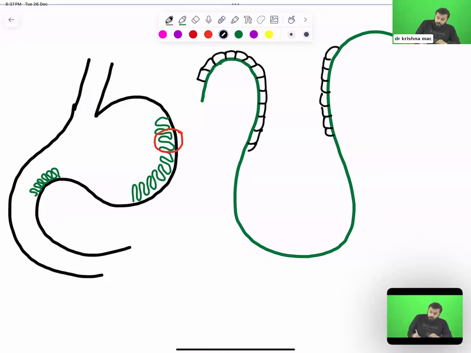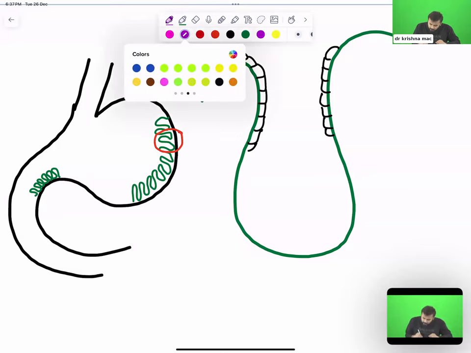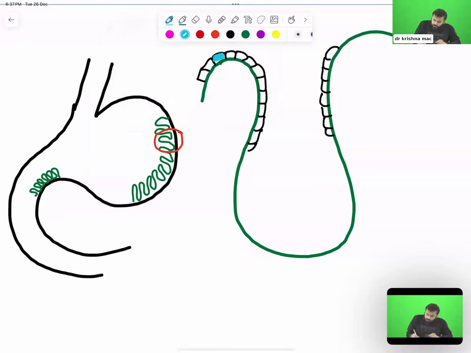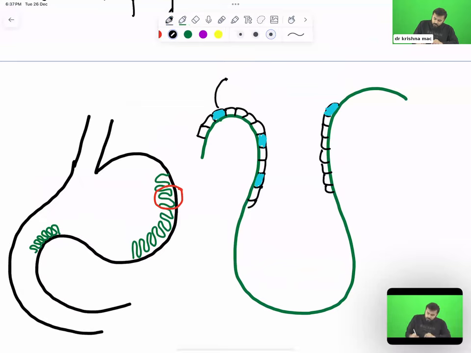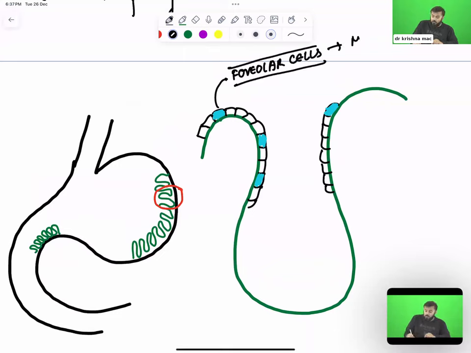Now what I'm telling you is that there are some very, very special cells which you cannot ignore. Ye dekho. There are some very special cells in between. These special cells, these blue color cells located in between, are called foveolar cells. What is the name of these cells? These cells over here are called foveolar cells. What is the function of foveolar cells? Foveolar cells release mucus. What will the mucus do? It will line and protect your intestine.